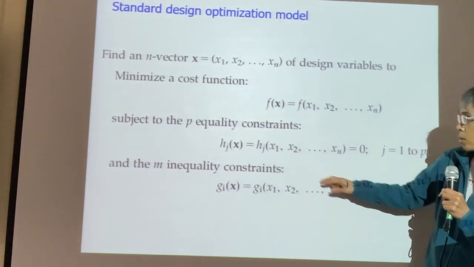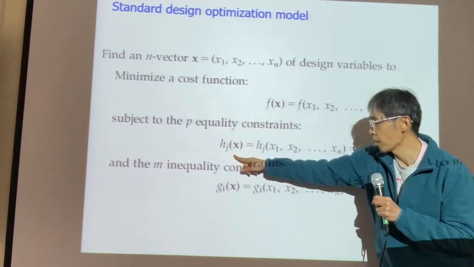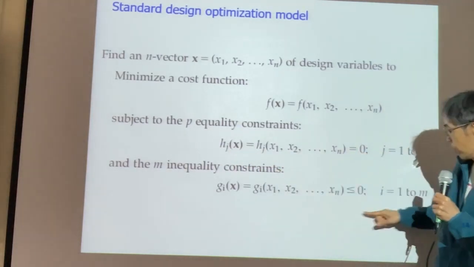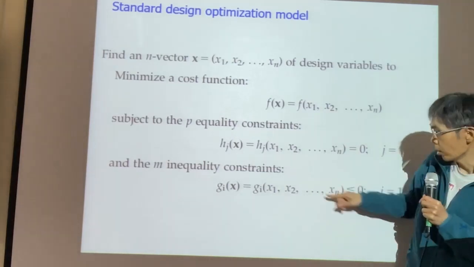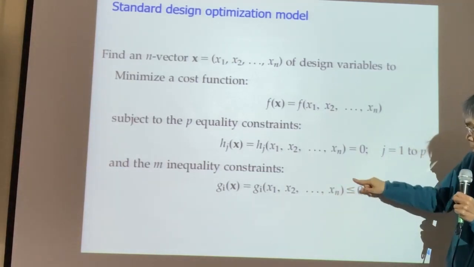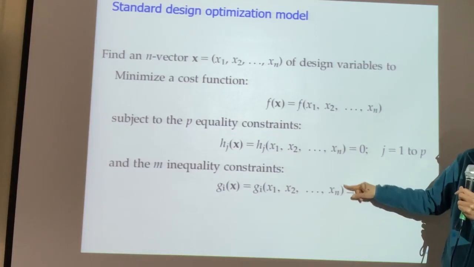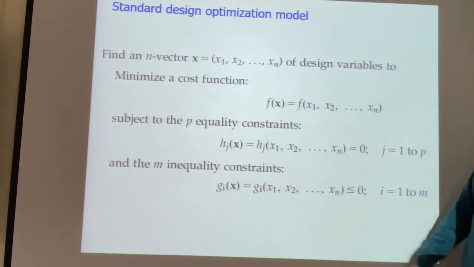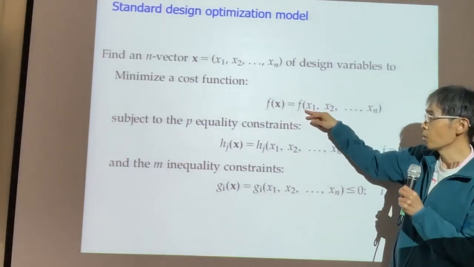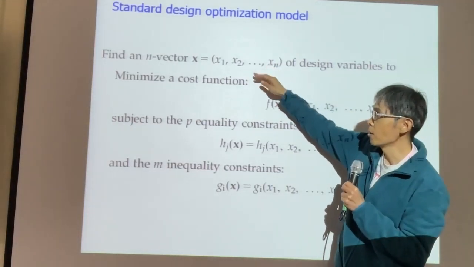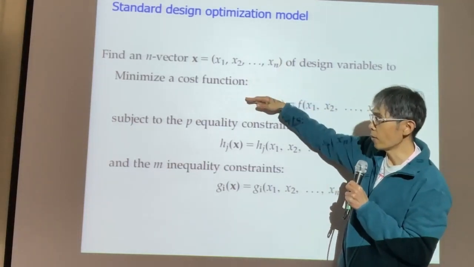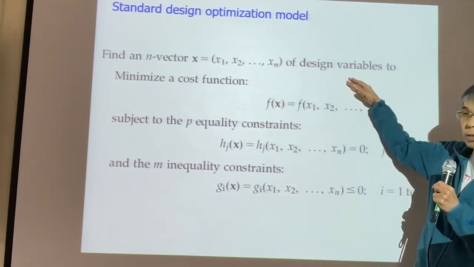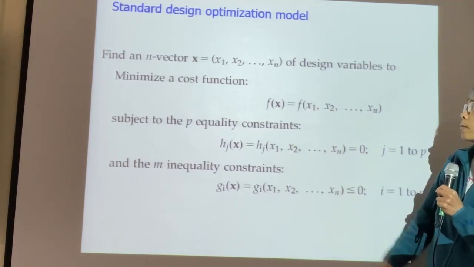See, equality constraints, h_i equals 0, i from 1 to p, and inequality constraints, g_j less than or equal to 0. Always use less than or equal: formulate your problem as less than or equal. And objective function f(x), and x is the design variable. So design variable here, objective function, equality constraints, inequality constraints. So this is the standard formulation.